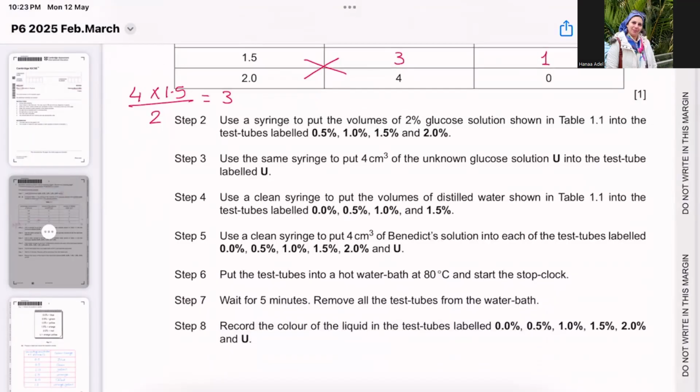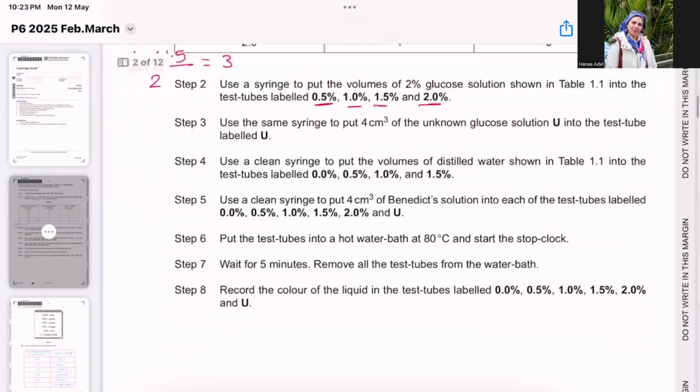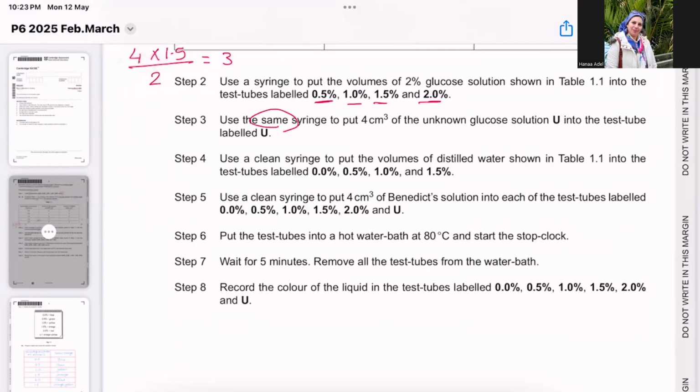Use a syringe to put the volume of 2% glucose solution shown in the table into the test tubes 0.5%, 1%, 1.5%, and 2%. Use the same syringe. Once we find "same syringe", it's a kind of error. Why? Because this will cause contamination and change the concentration of the solution.